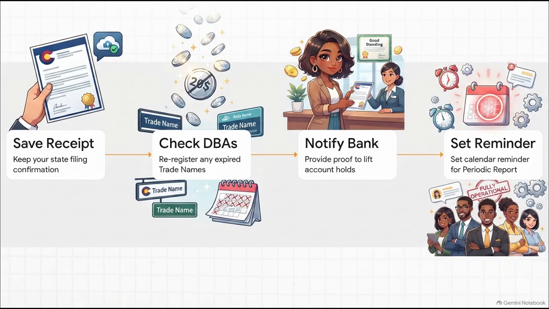Also, check on any trade names or DBAs. If you were lapsed for over a year, you might have to pay $20 to re-register them. Make sure to let your vendors and clients know you're fully operational again. And please, crucially, set a calendar reminder right now for your next periodic report, so you never have to deal with this delinquency process again.